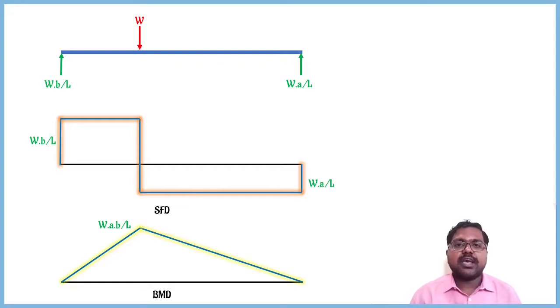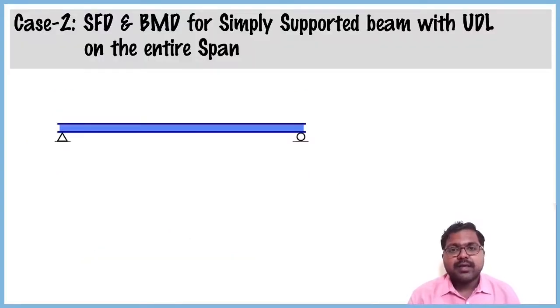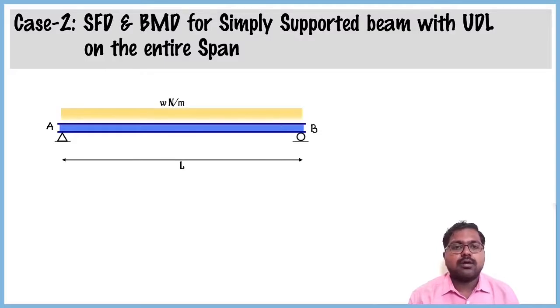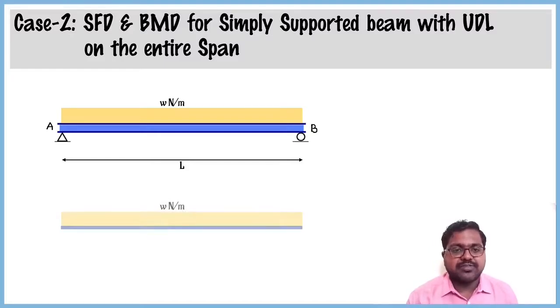Now let us see the case 2. Here case 2 is shear force and bending moment for a simply supported beam subjected to uniformly distributed load over the entire span. So here I am considering the same simply supported beam AB subjected to a uniformly distributed load of W Newton per meter over the span L. So now we are going to find the reaction forces first. For that I have considered the free body diagram.